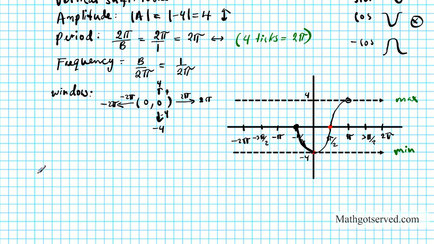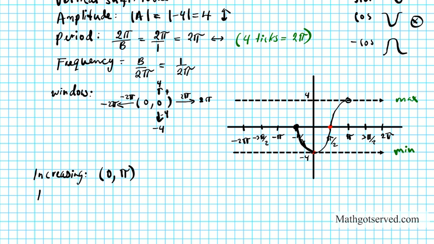So first thing we want to do is find where it's increasing. Increasing, where is the function going up? It's increasing from 0 all the way to pi. See, from here to here is going up, so it's increasing from 0 all the way to pi.